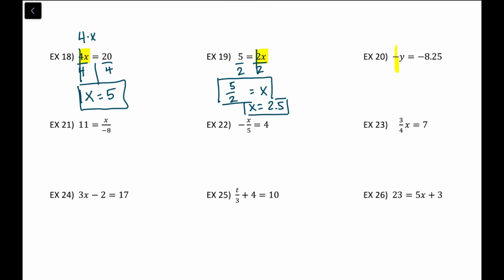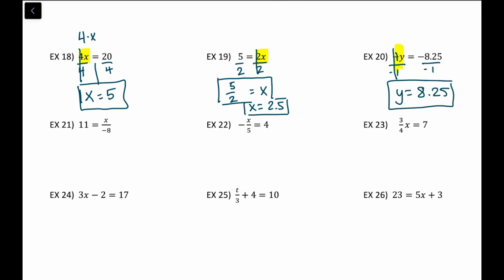All right, when I find my variable term this time, it's just got a negative attached to it. Now that negative can also be seen as a negative 1. And if it's attached to it, it means it's being multiplied by a negative 1. So the opposite would be dividing by negative 1. So then that way, the negative 1 and the negative 1 divide out, leaves me with a positive y. And then a negative 8.25 divided by negative 1 gives me a positive 8.25.